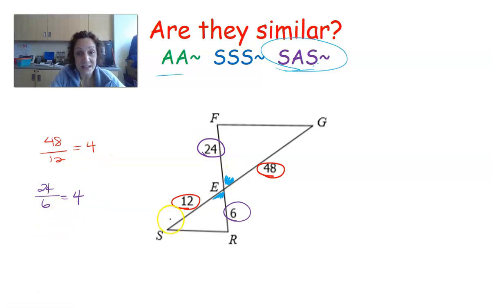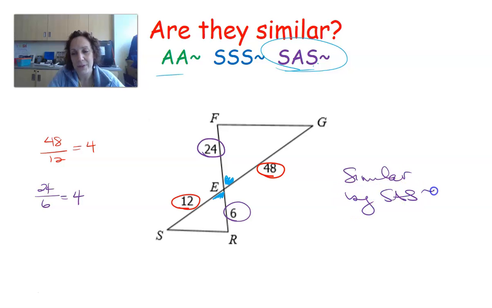In other words, same scale factor. And I have the angle in between. So we can say these are similar by side, angle, side. Smiley face. Look at that. The bell, it's like timing.